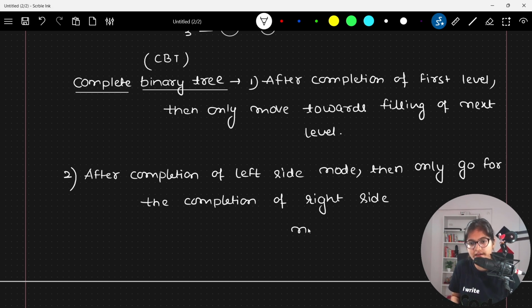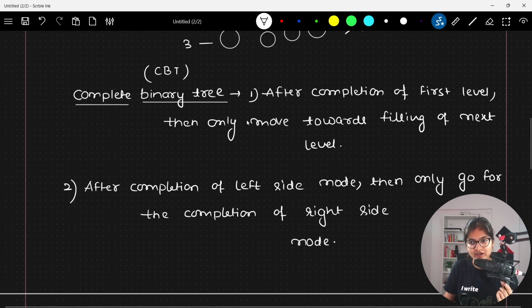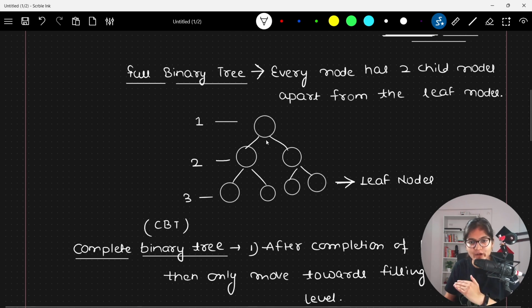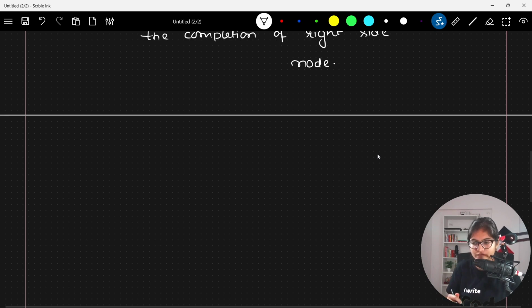Right side node. So here there are two things. One is that after completion of the first level, only then can we move towards the next level. And the second thing that we are saying is that once we are able to fill the left node, only then will we have the opportunity to fill the right node. What is the simple meaning of that?